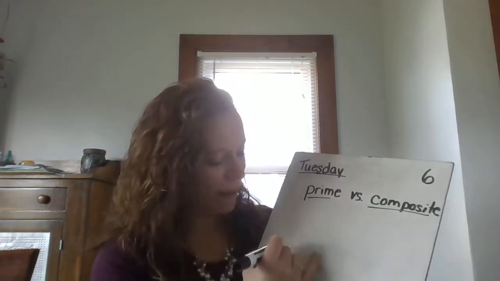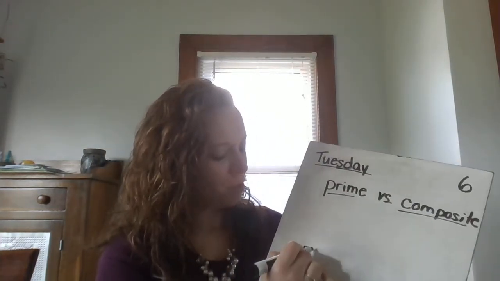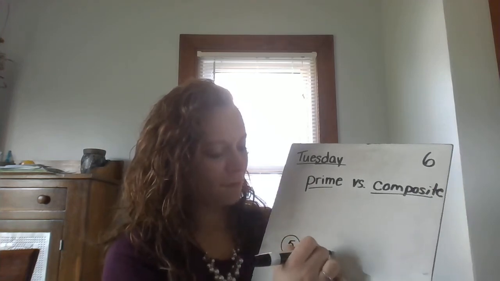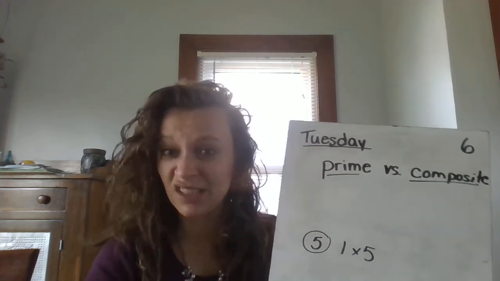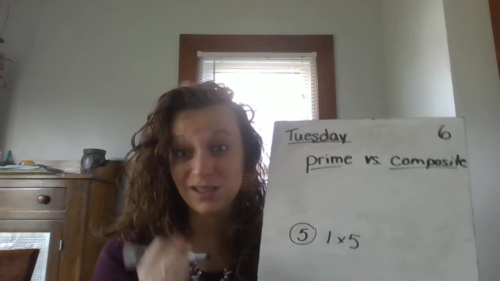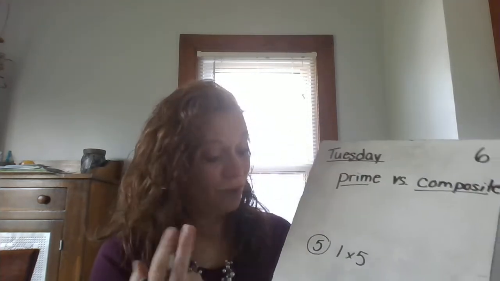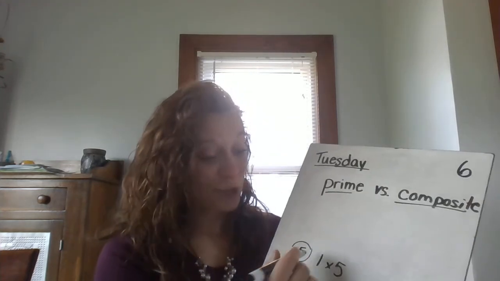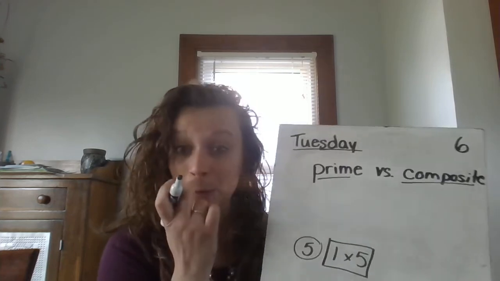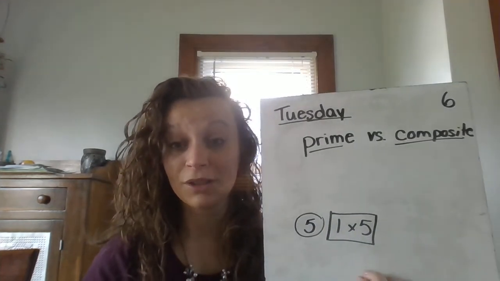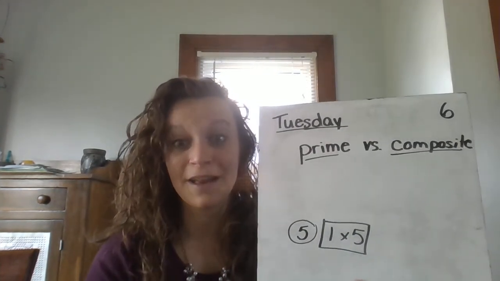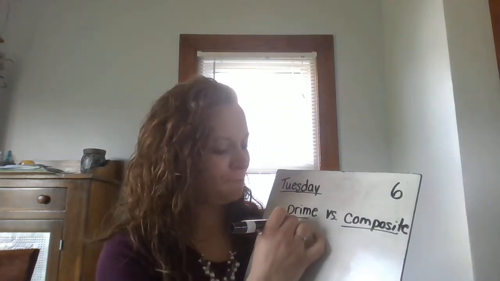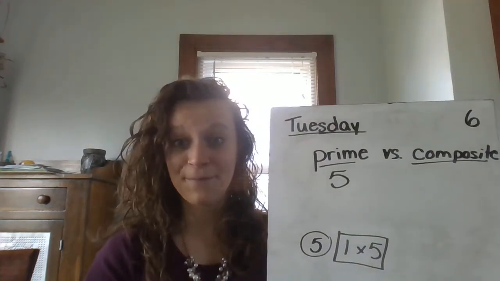So let's look at the factors of 5. We can do 1 times 5. Can we multiply by 2s to get to 5? No. Can I count by 3s? 3, 6, 9? No. 4s? 4, 8? No. So this is it. So if we only have two factors of 5, that means 5 has to be prime.